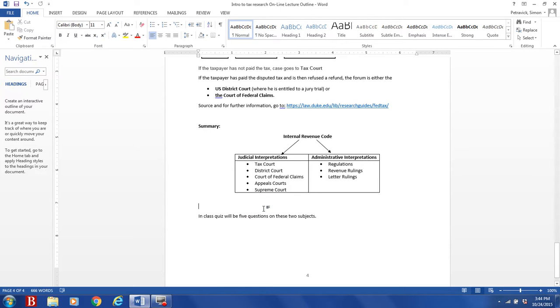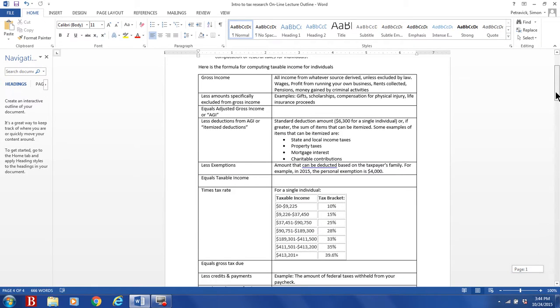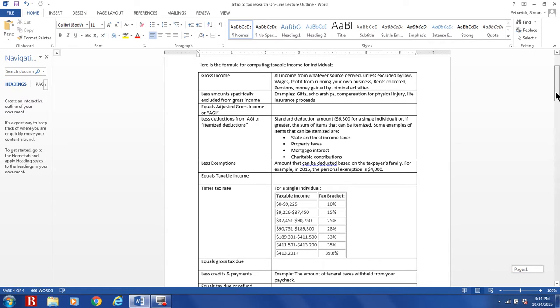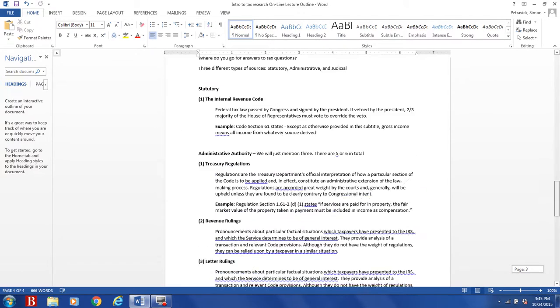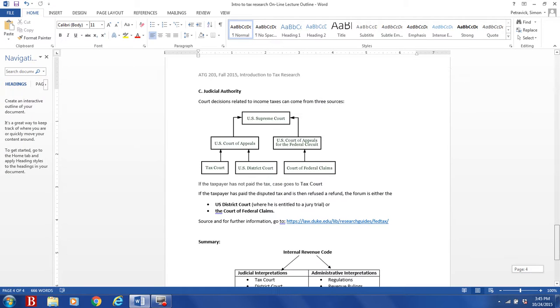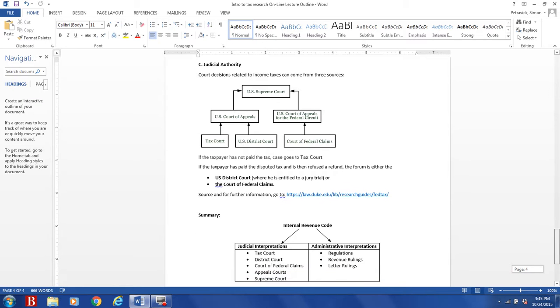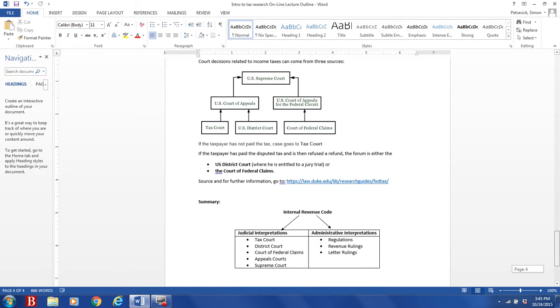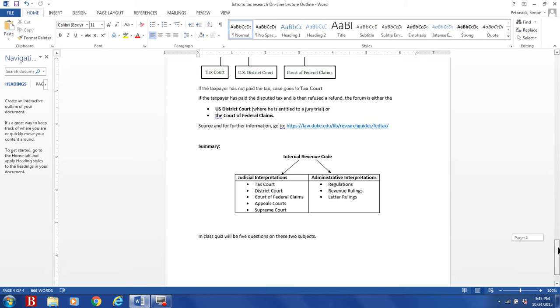So I hope by this introduction you can see that the computation of income tax involves many different steps and figuring out many different numbers. And I hope by looking at the second part of the lecture you can see that there are many different sources related to where we can get information. So tax is pretty complicated. I hope this gives you some insight into that.